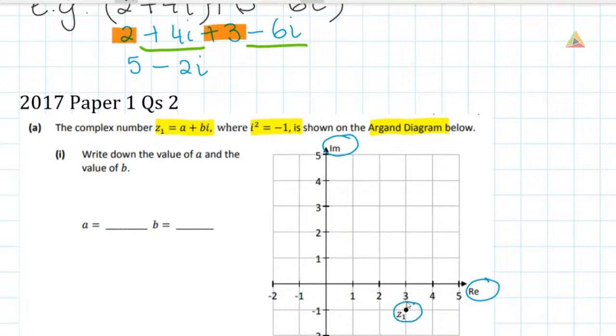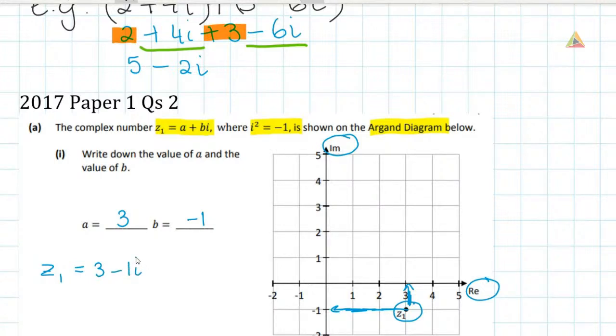So here's the point Z1, plotted on this Argand diagram for me. To find the real part, I see what value it has on the real axis, and I can see that it has a value of 3. So my a is 3. Then I go across to see what value it has on the imaginary axis, and b is equal to minus 1. It only asked me to write down the value of a and the value of b, so I'm saying 3 and minus 1. But if it asked me to write it as a complex number, I'd say Z1 is equal to 3 minus 1i, or just 3 minus i.